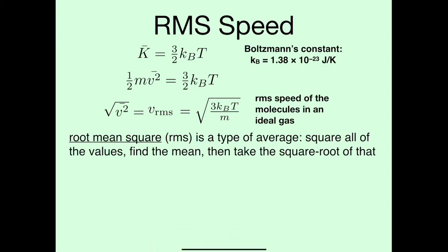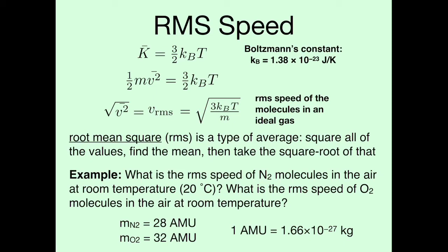Okay, so let's do an example where we actually use this result. What is the RMS speed of N2 molecules in the air at room temperature? So that's 20 degrees Celsius. And then what is the RMS speed of O2 molecules in the air at room temperature? So we do need to know the mass. So for N2 molecules, the mass is 28 AMU. For O2 molecules, the mass is 32 AMU. And just remember that an AMU is 1.66 times 10 to the minus 27 kilograms. So let's do this calculation, or these two calculations, and see what we're getting for the speed of nitrogen and oxygen molecules in the air.